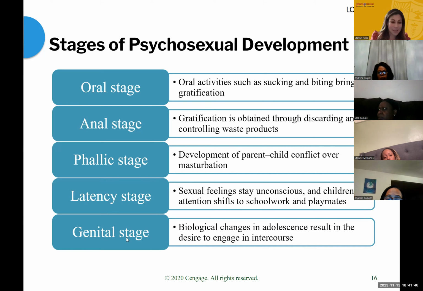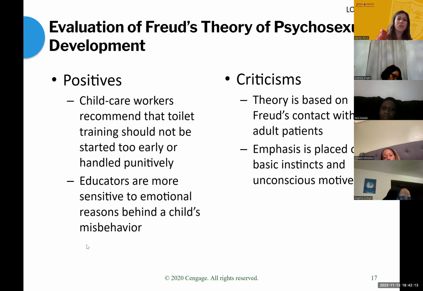And then as they get older, they develop the genital stage. It's biological changes in adolescence, which results in the desire to engage in intercourse. As those teen years come, their hormones are all over the place and they're experimenting and exploring with themselves, with other people, and learning more about themselves. So these are all the different stages and we will talk about them more as we get into the chapters of those age groups.